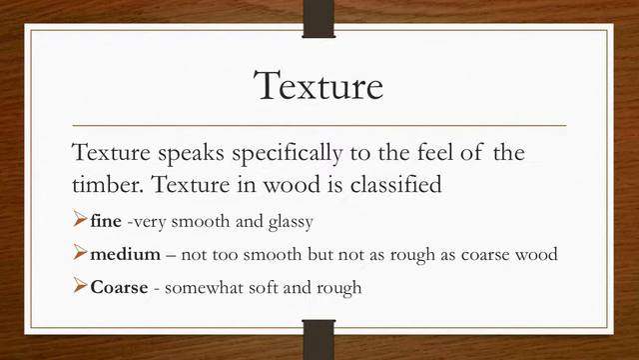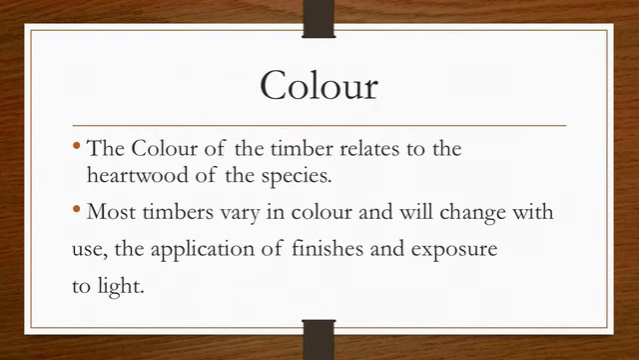So now we'll move on to texture. What does texture speak about? It speaks specifically to the feel of the timber. Texture is basically self-explanatory: it's how the wood feels. You have three classifications. Fine, which is very smooth and glassy. Medium, which is not too smooth nor too rough. And coarse, which is somewhat soft and rough. So it's how the timber feels.